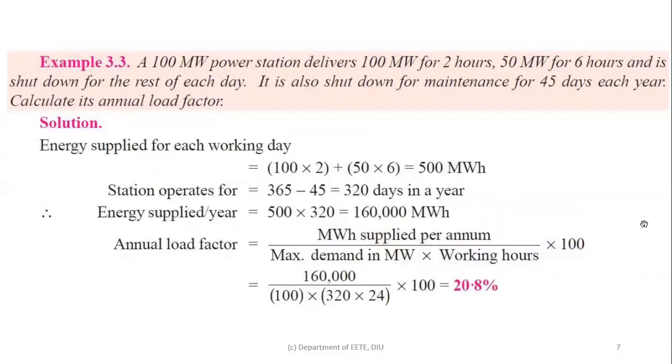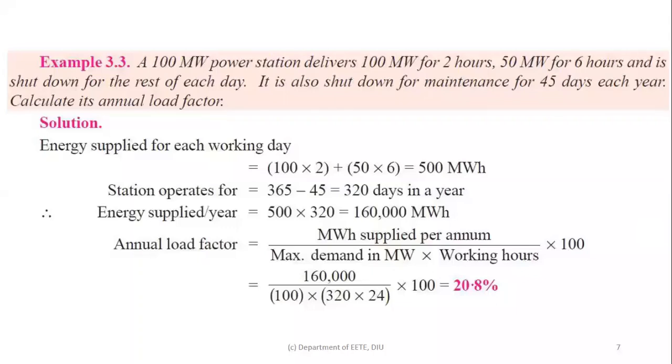So heading to the next one, the question is given: a 100 megawatt power station delivers 100 megawatt for 2 hours, 50 megawatt for 6 hours, and it is shut down for the rest of each day. It is also shut down for maintenance for 45 days each year. So calculate its annual load factor. Annual load factor we have to calculate.